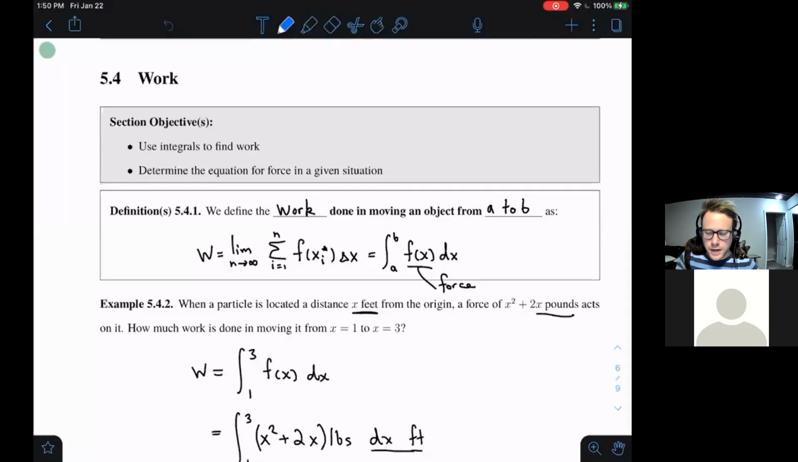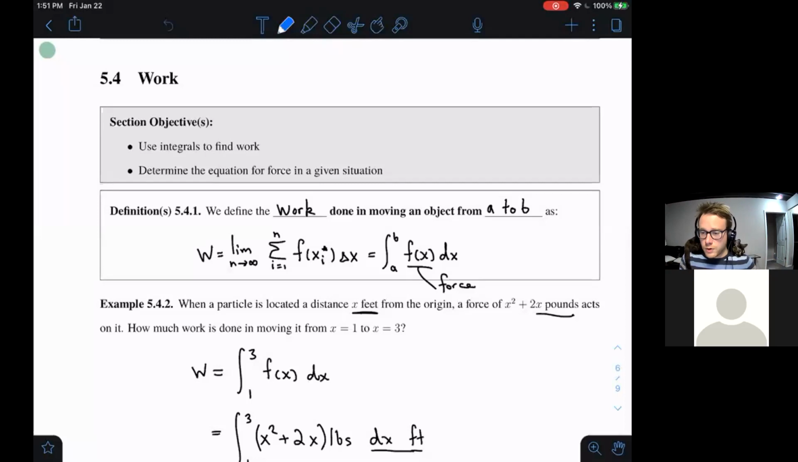To this computer. Excellent. And so today's topic is about work. We saw in the pre-class videos that in order to find work, you want to integrate the force function. That's the most general form. And of course, here's a little reason why.